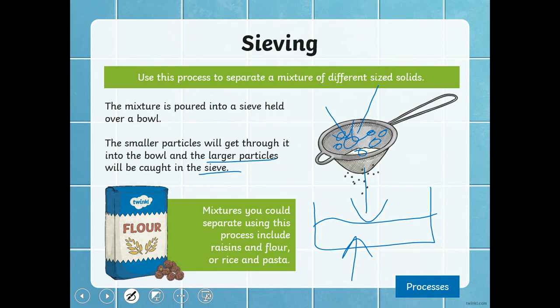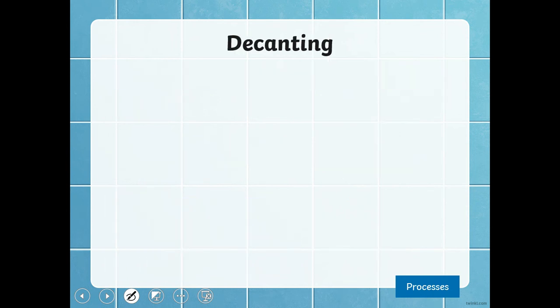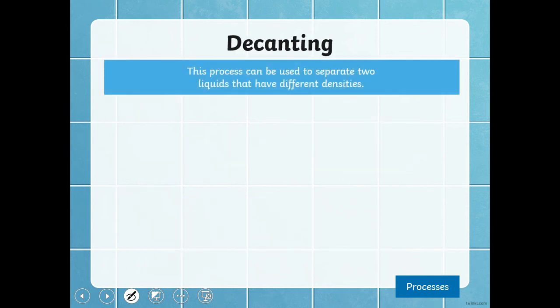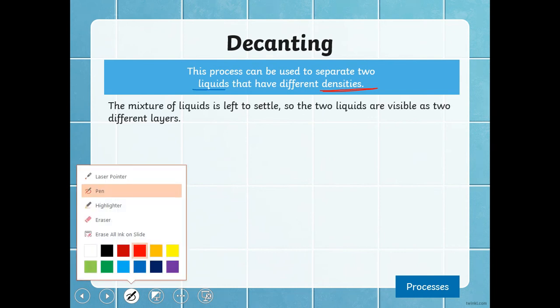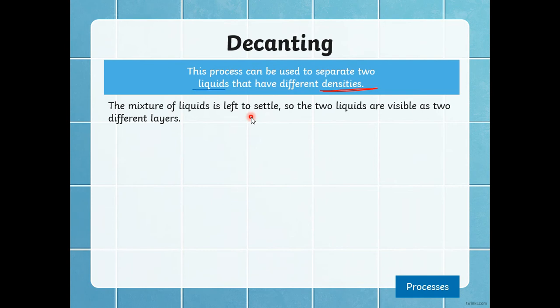So that's sieving. And last but not least, we have decanting. Now this process can be used to separate two liquids. Right? So we just talked about separating two different size solids. But what if we have two liquids? Now, if you have two liquids with different densities, then we'd use decanting. The mixture of liquids is left to settle, so the two liquids are visible as two different layers.